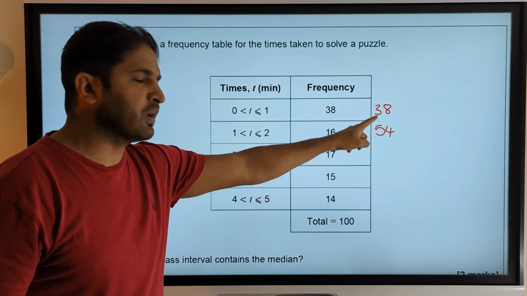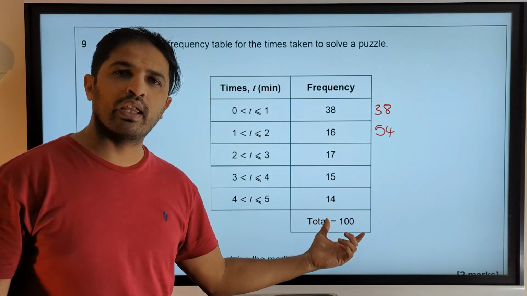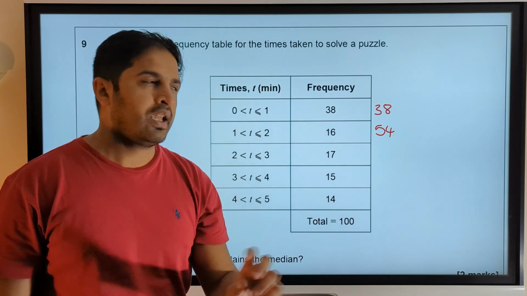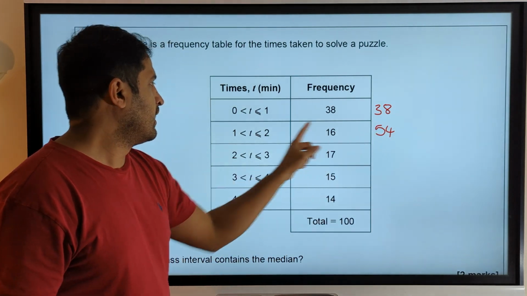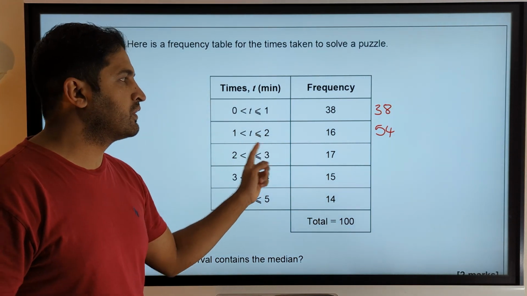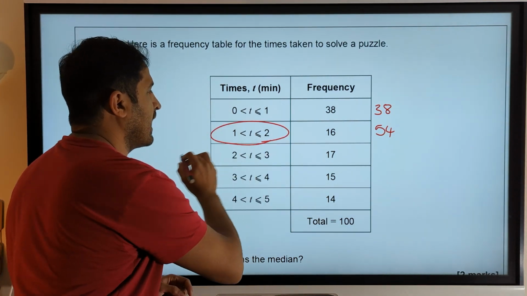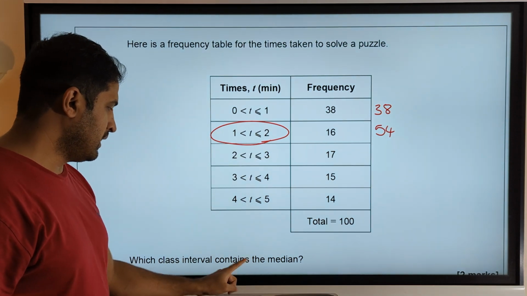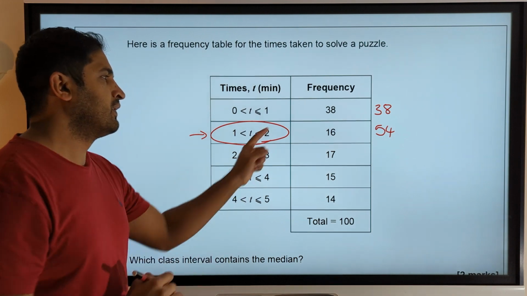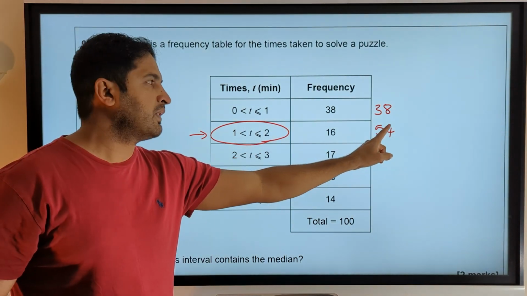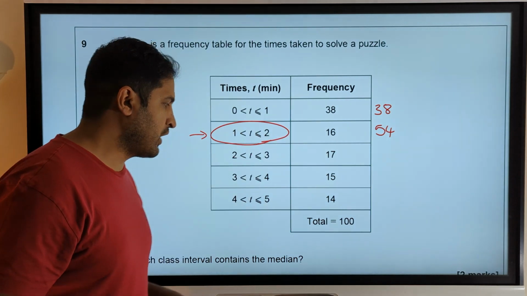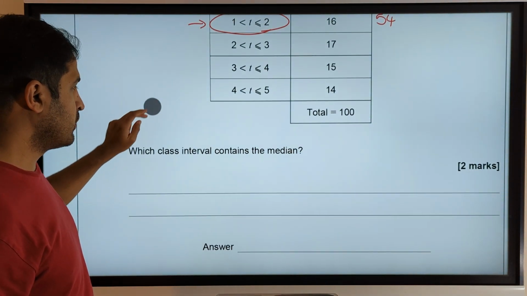So we already know which one's going to be my middle number. If I have 100 things, the middle number is going to be the 50th and 51st. Okay, so the 50th and 51st puzzles would have taken 1 to 2 minutes to solve. So this is my median class here, 1 to 2 median class. Which class interval contains the median? This one here. So my middle numbers, the 50th and 51st, are going to be in this class here. Okay, so I don't need to really add the other ones, but that's what you're looking to do.